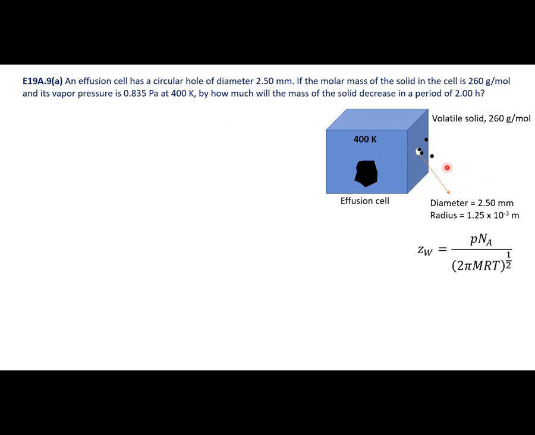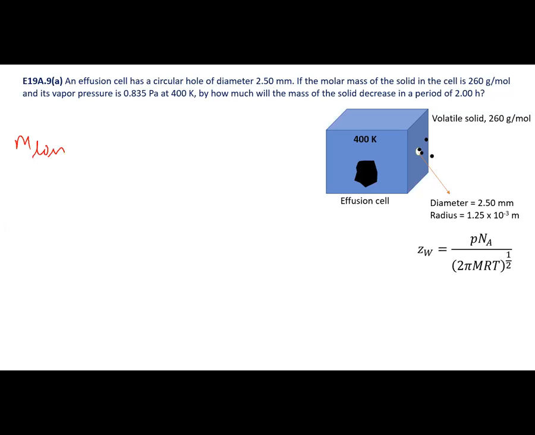hours? So obviously there is a hole for the cell, and the solid sample will vaporize based on its vapor pressure, and the molecules will come out of it. And while doing so, there will be some mass loss. So we need to find that mass loss. So how do we calculate the mass loss?